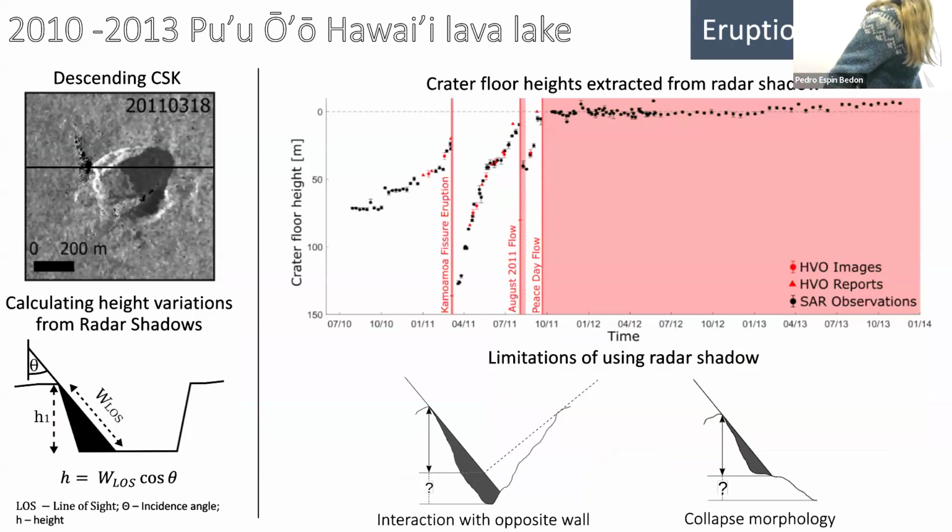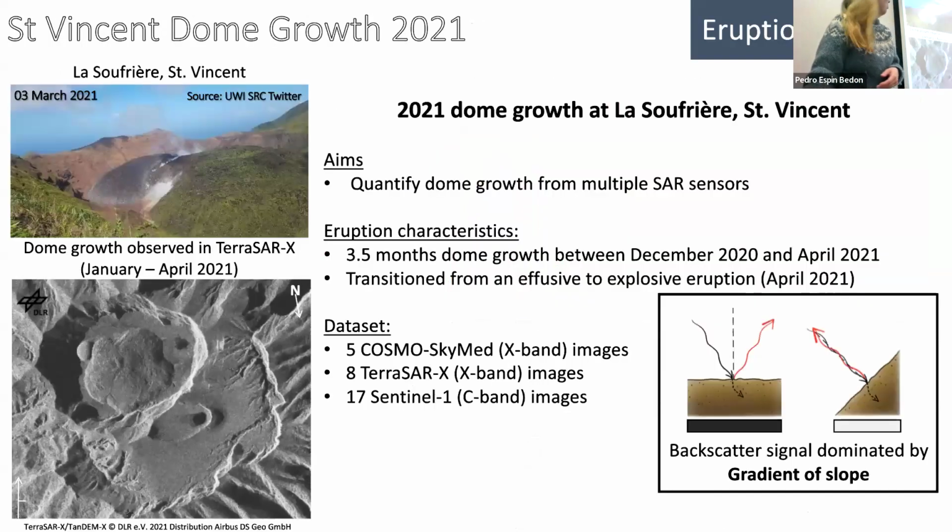So this one is using shadow of the crater wall to try and estimate the distance from the top of the crater down to the floor, which is essentially trigonometry. It works really well when you have exactly the right sort of geometry of image, and otherwise it's a little bit more challenging. But from here you can estimate the difference in the height down to the lava lake, and that tells you something about the rate of supply and the volume of magma in the system.